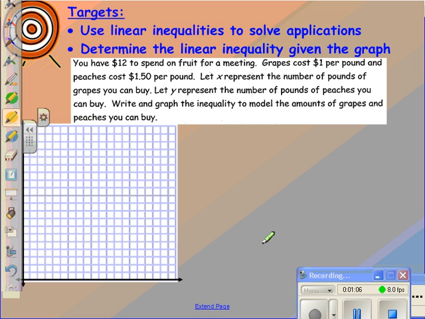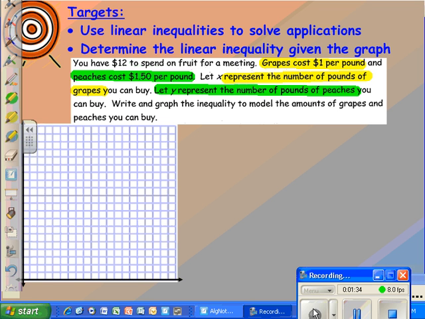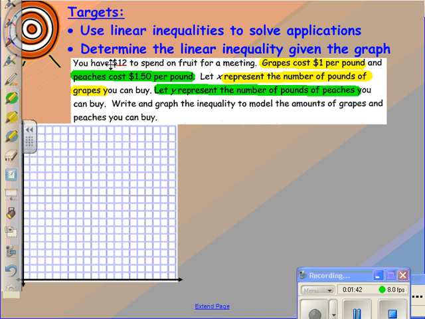So to start out with, let's take a look. It says grapes cost $1 per pound. And then we want to let X represent the number of pounds of grapes, okay? And then the next part of it says peaches cost $1.50 per pound. And then it says let Y represent the number of pounds of peaches. So that's two pieces of information. Then we have $12 to spend on fruit. That would be the maximum amount that we have to spend on fruit.